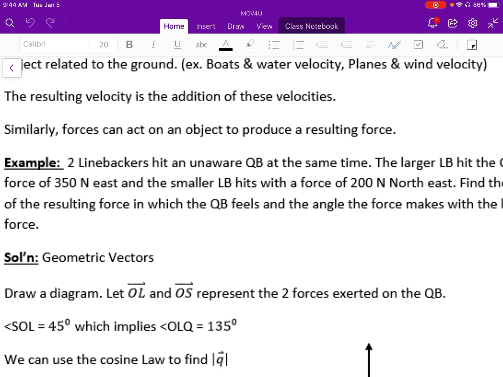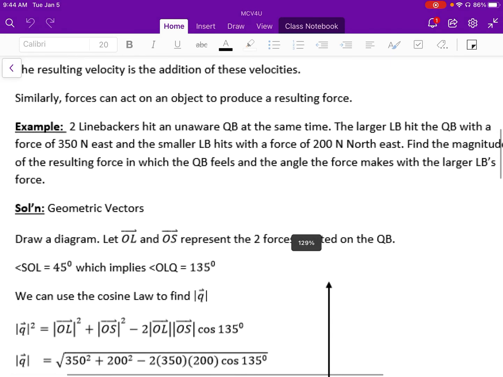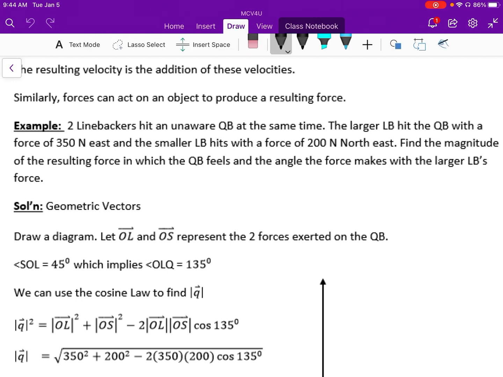All right, so in the first example, we're going to take a look at this linebacker example. Football, why not? Two linebackers hit an unaware quarterback at the same time. Unaware meaning the quarterback's not moving, so we don't have to worry about his or her velocity or force or anything like that. The larger linebacker hits the quarterback with a force of 350 newtons east. Let's just stop there and take a look.